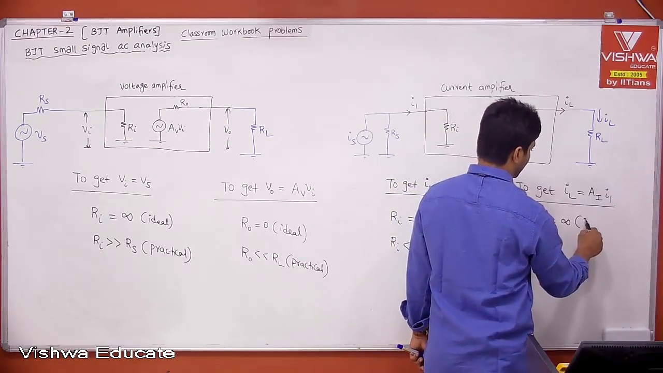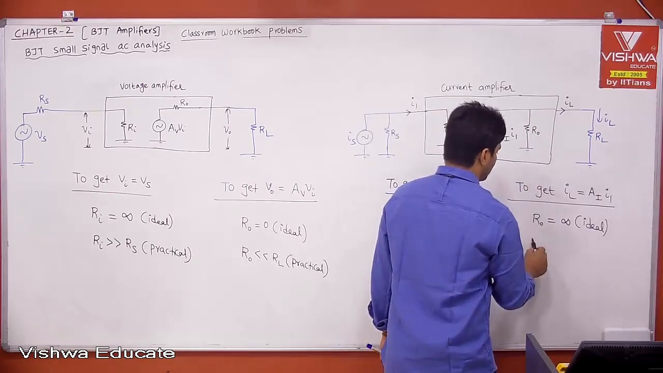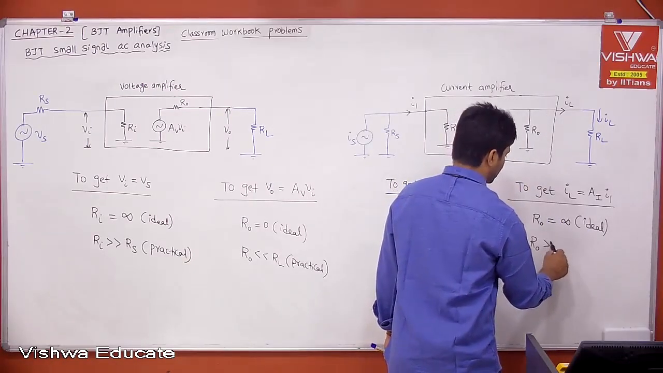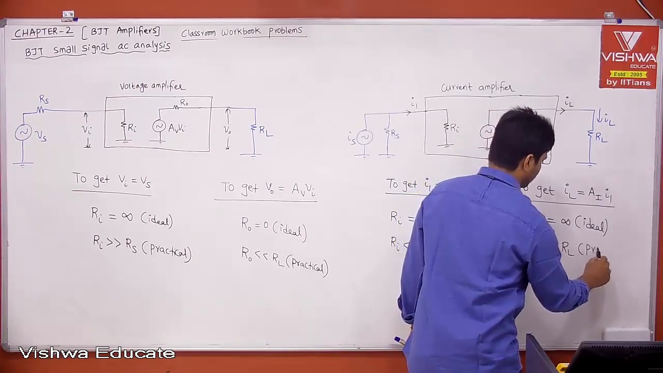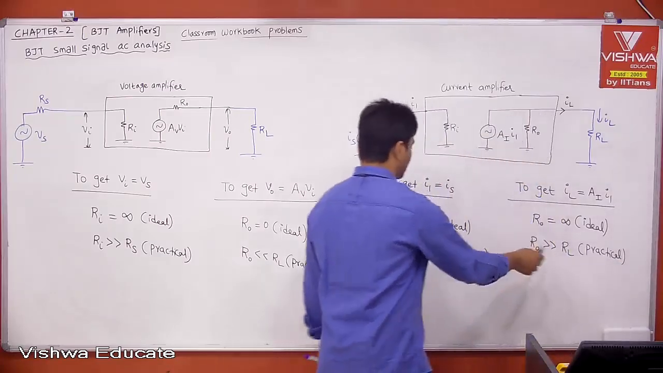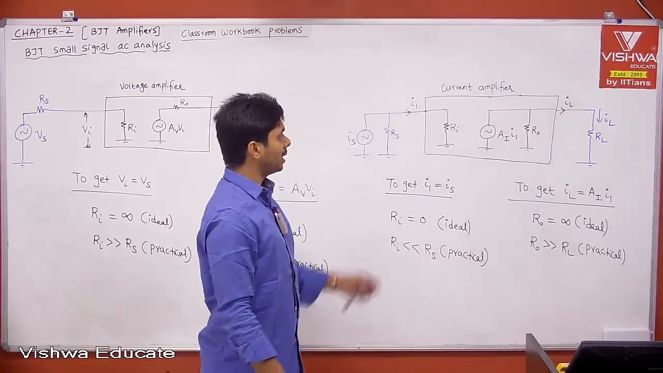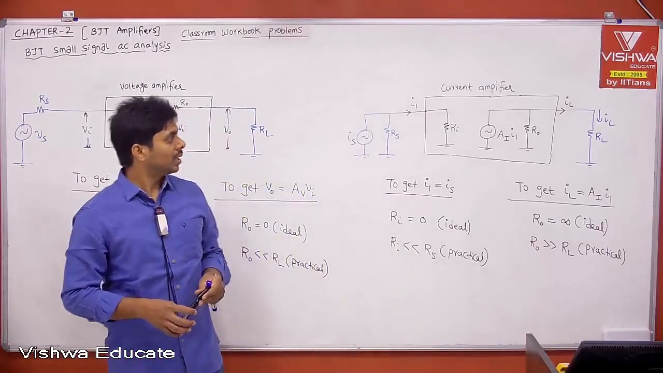This is the ideal scenario. What is the practical scenario? Your R0 should be very much greater than RL. This is the practical scenario. The amplifier which satisfies this relationship is said to have impedance matching for current amplification. Okay, take it.